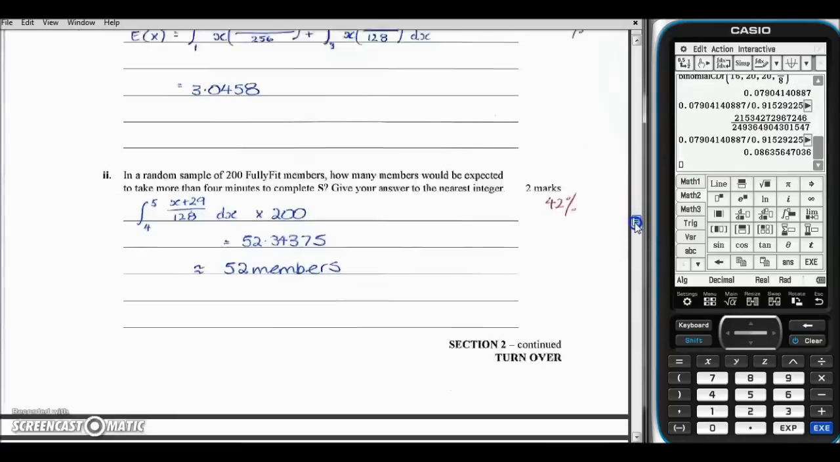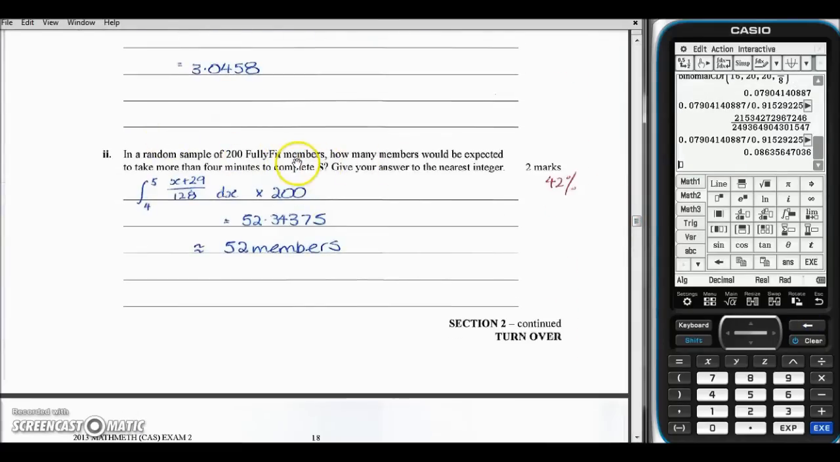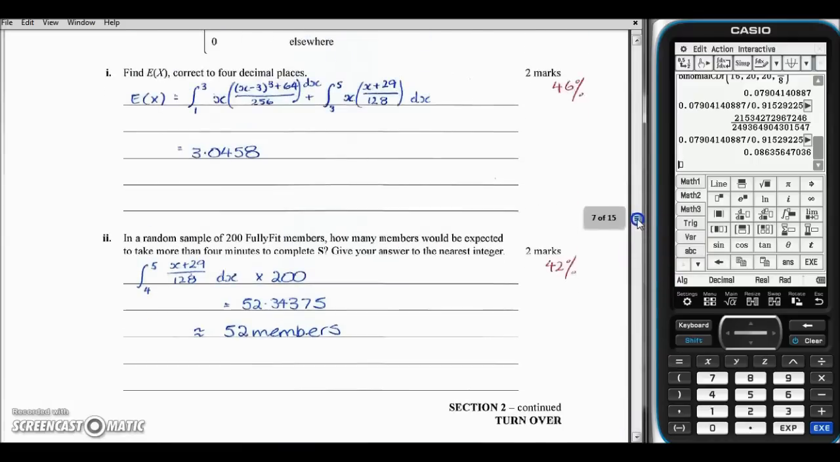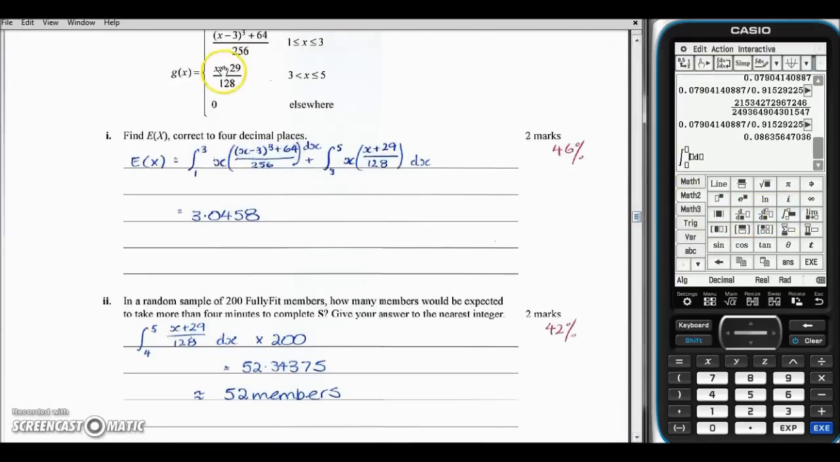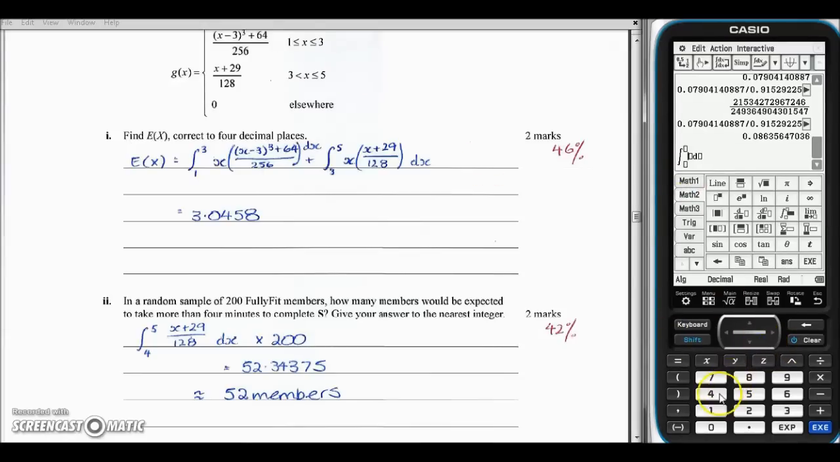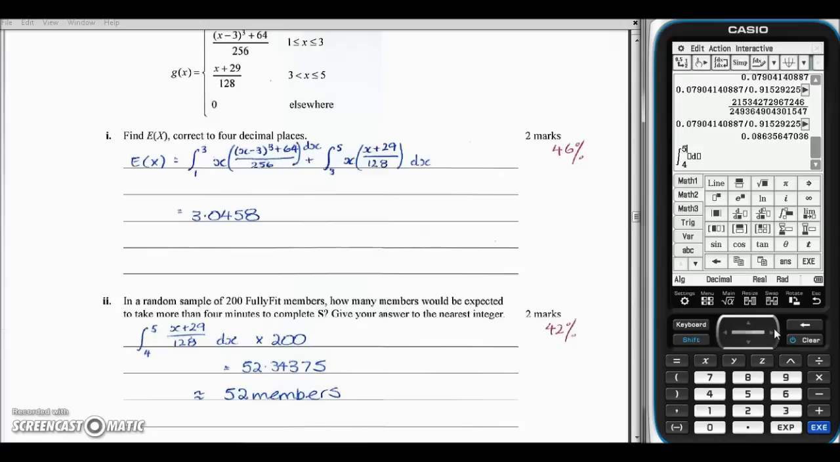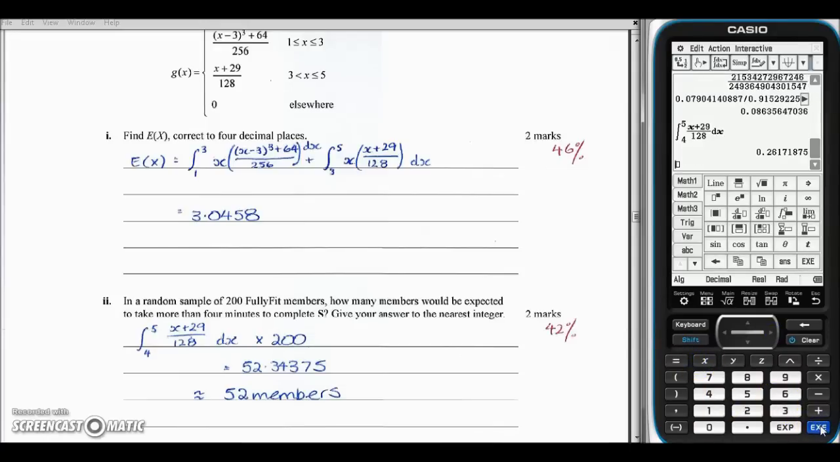Okay, so we'll move on. I will do the next one. In a random sample of 200 fully fit members, how many would be expected to take more than 4 minutes? So for more than 4 minutes, all we really need is the bottom one here. So integrate the area under the curve between 4 and the upper terminal, which will be 5, of (x plus 29) over 128. And of course this is going to give me the probability that a random person I choose will be between 4 and 5 minutes.